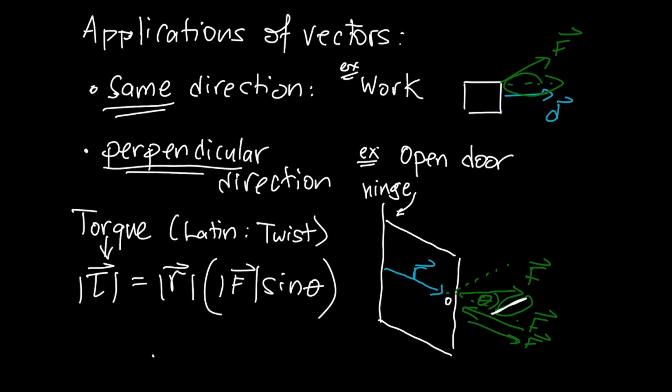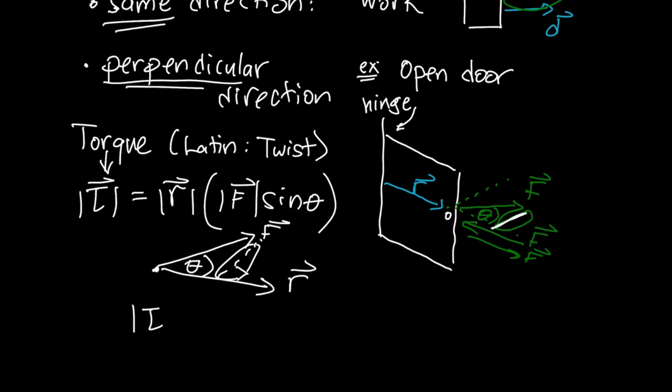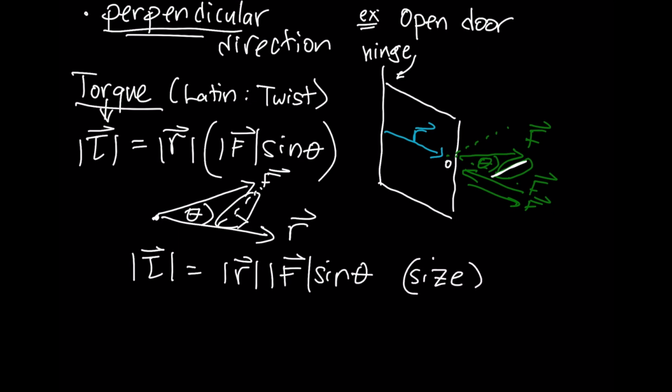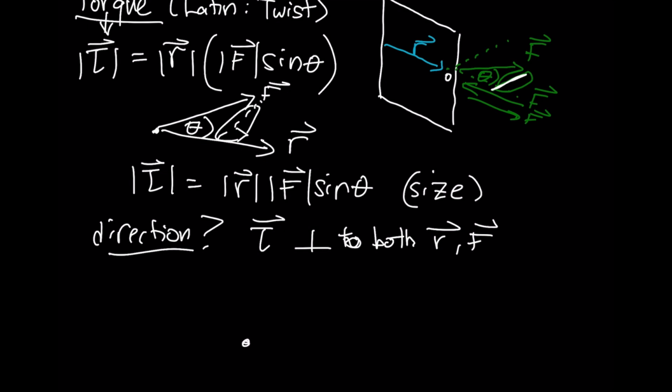Another way to visualize this is if we have our position vector like this, and we apply some sort of force, then the angle here, that is the perpendicular component. The size of this torque vector is the size of that position vector, the size of the force vector, times the sine of the angle between them. The direction is something that we are interested in here. If we had our position vector like this, and we had our force vector, then the torque vector would be perpendicular to both.